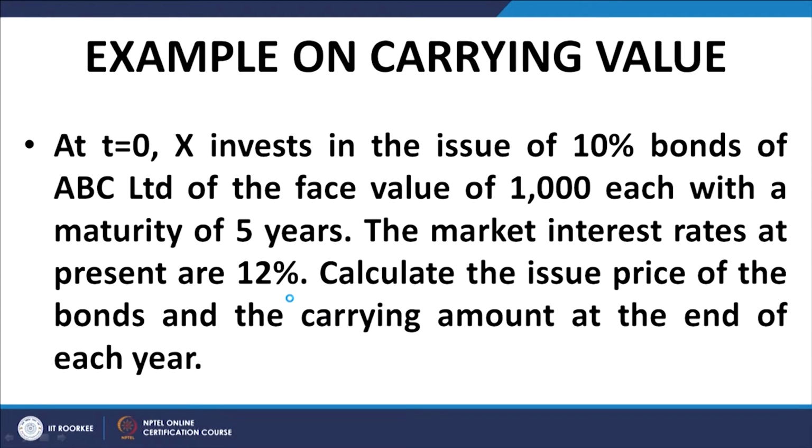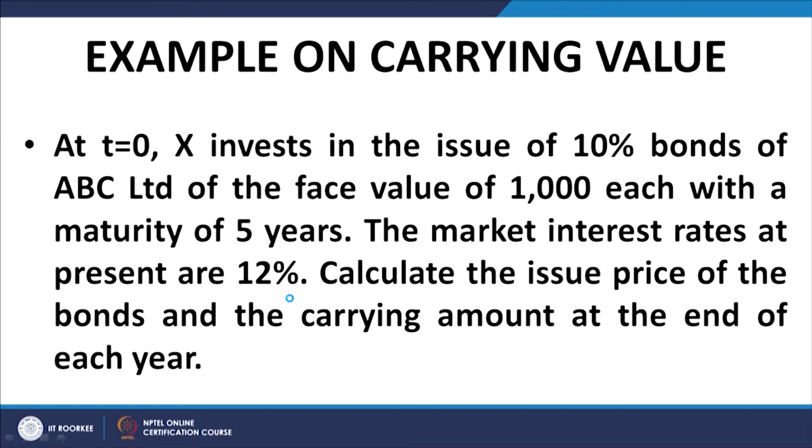Then we started talking about this example. At t equal to 0, X invests in the issue of 10% bonds. The coupon rate is 10%, they are annual bonds. That means they pay coupon at the end of each year for 5 years. The life of the bond is 5 years. We assume that the bonds are redeemable at par value of 1000. The maturity is 5 years, as I just mentioned.